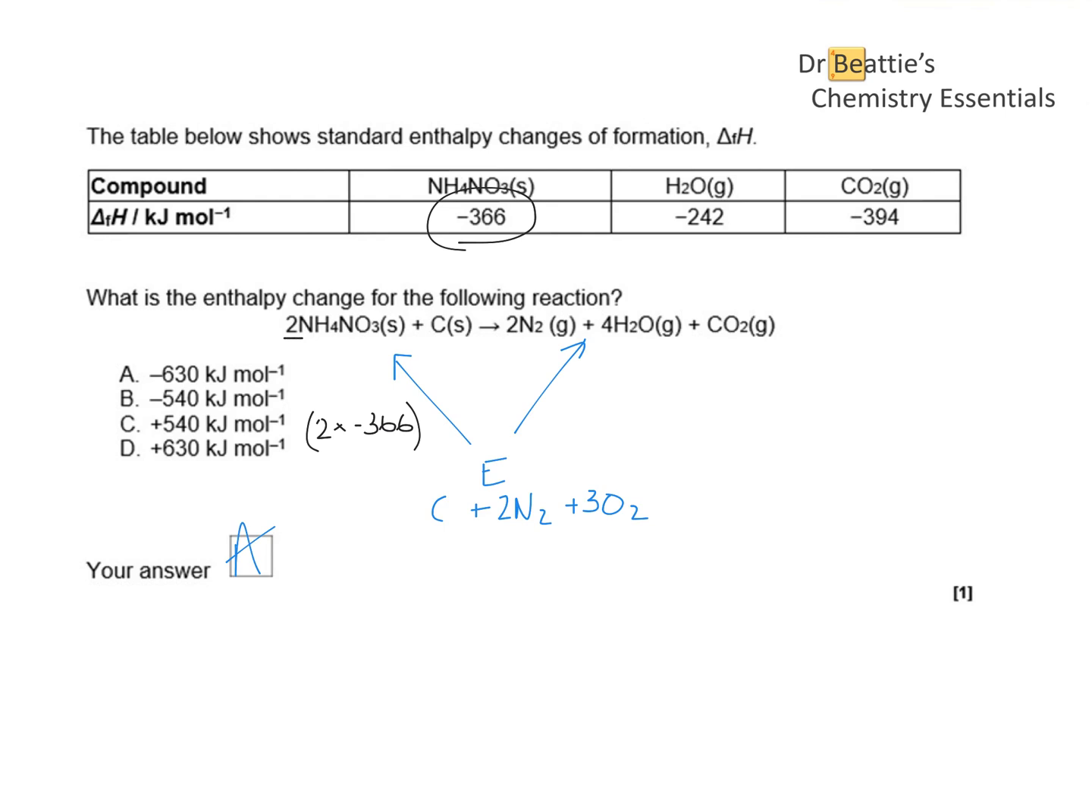Obviously the carbon and the carbon are exactly the same, so there's no value, hence why there's no value in the data table. On the other arrow, we have 4 moles of water, and we have 1 mole of carbon dioxide. We also have 2 moles of nitrogen, but again, because nitrogen and nitrogen are the same, there's no data for that. So if we populate that arrow, the 4 lots of the minus 242, plus, because of our 1 mole of carbon dioxide, the minus 394.